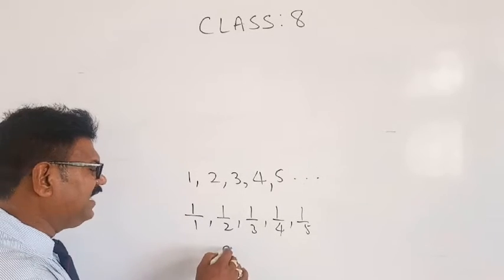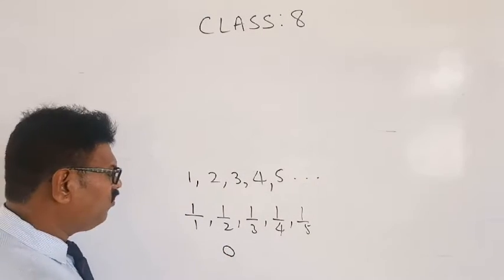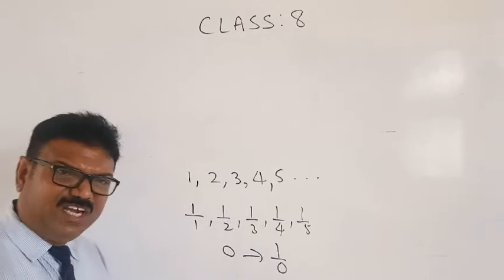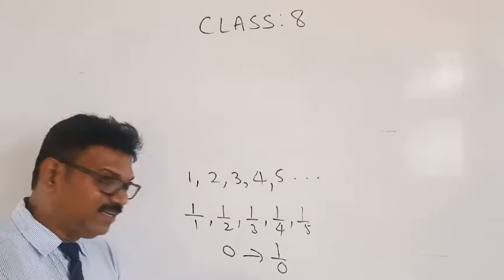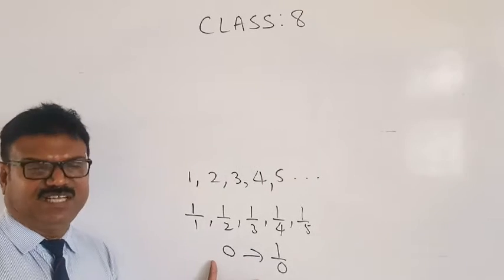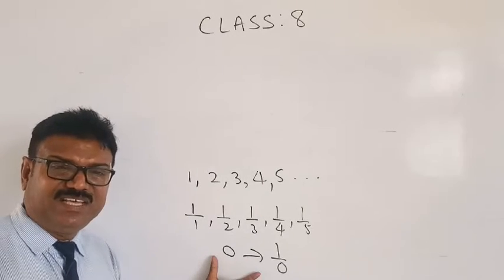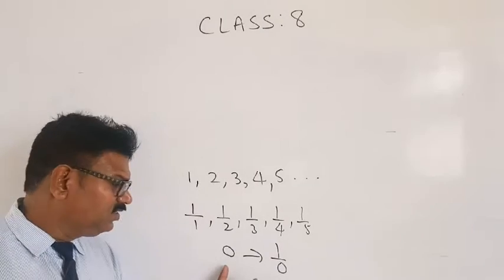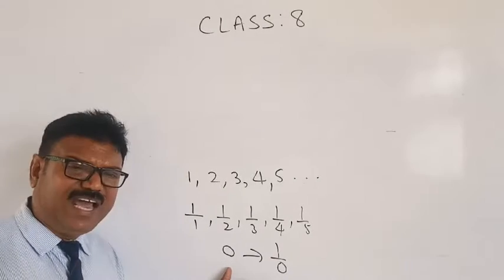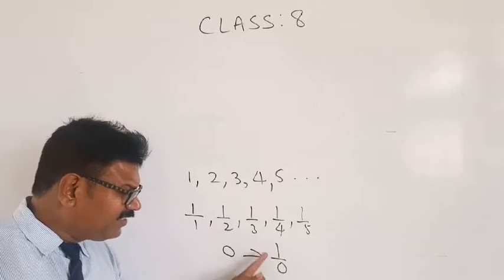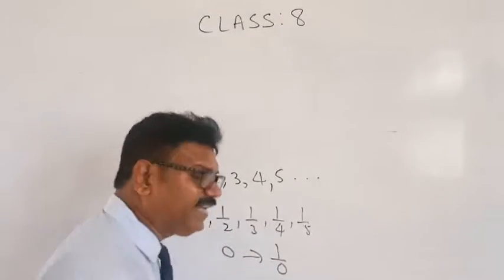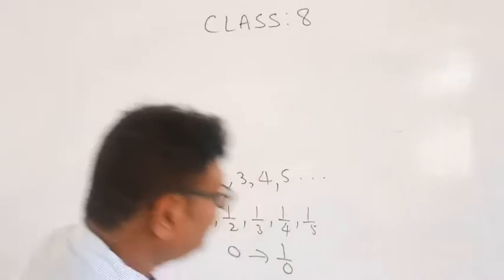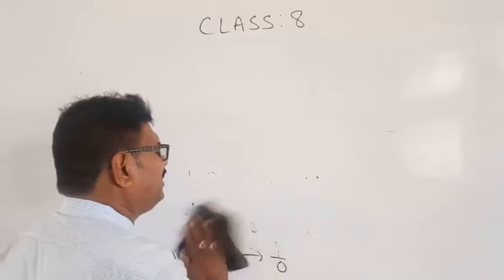One more number is there, 0. What is the reciprocal of this? 1 by 0. Will it exist? No. That means 0 is the number whose reciprocal doesn't exist. Did you understand? 0 is a number which will not have any reciprocal because 1 by 0 does not exist. Therefore, the first answer is 0.